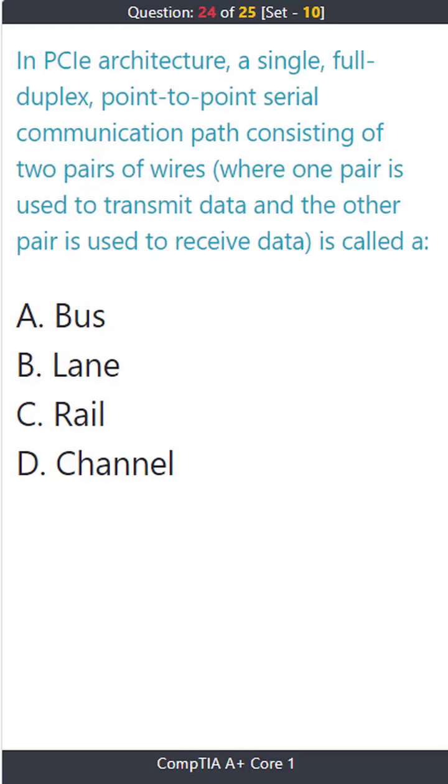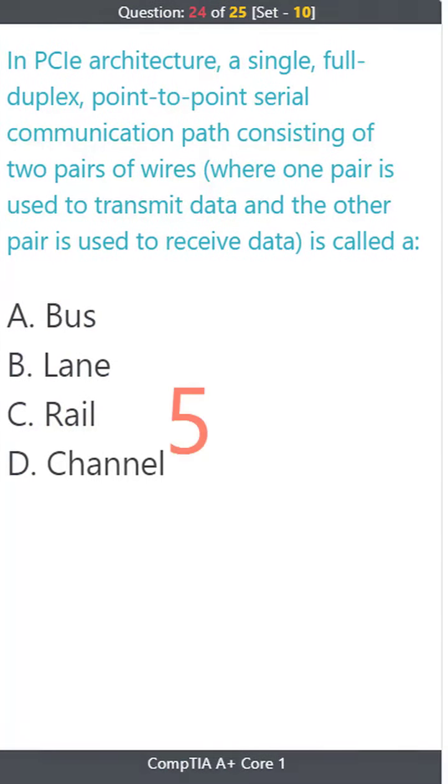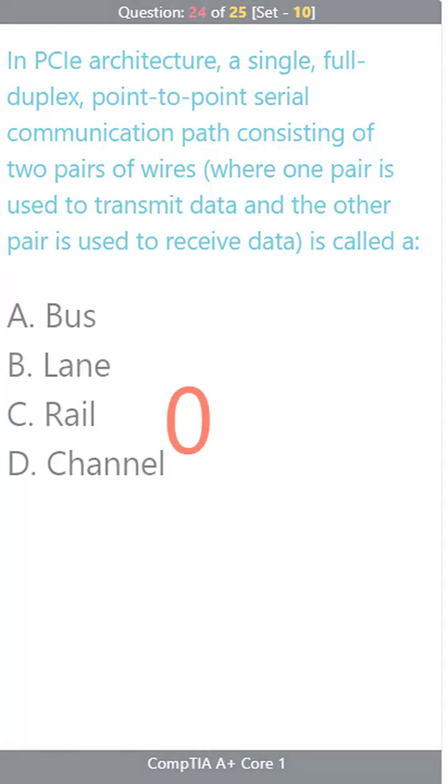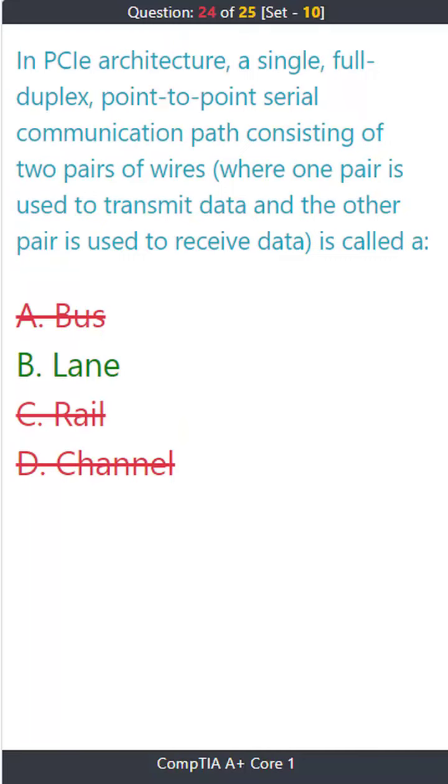Question 24. In PCIe architecture, a single, full duplex, point-to-point serial communication path consisting of two pairs of wires, where one pair is used to transmit data and the other pair is used to receive data, is called A. bus, B. lane, C. rail, D. channel. The correct answer is B. lane.